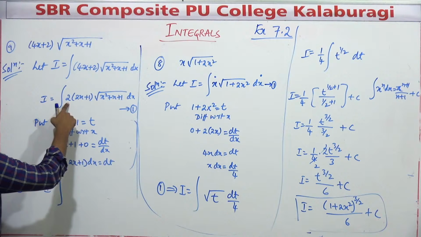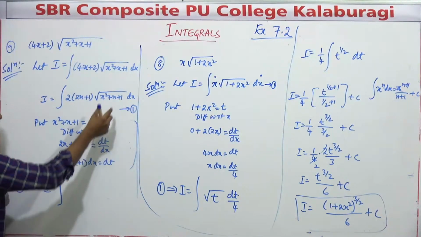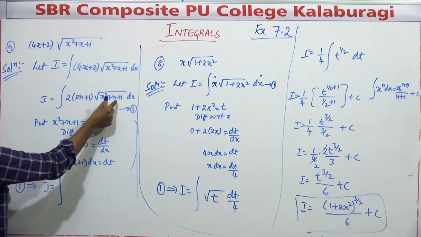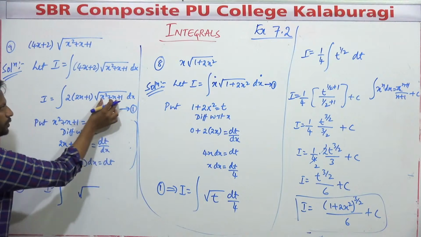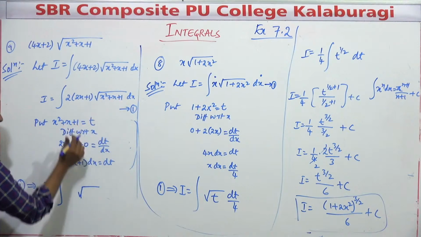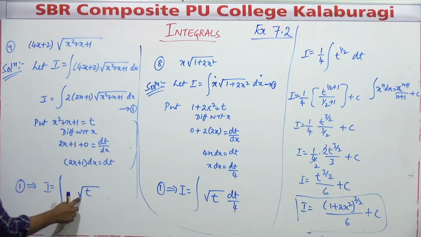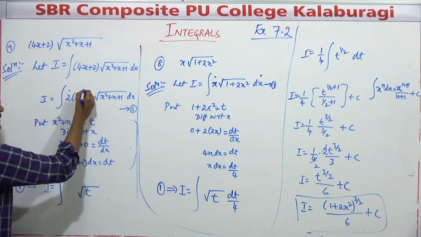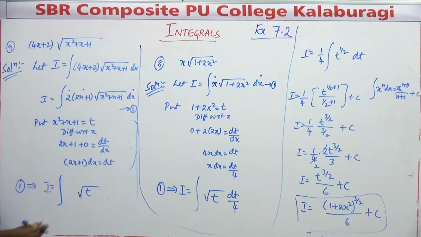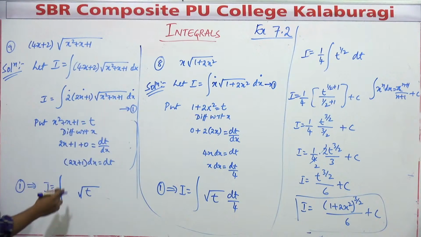So equation 1 implies I equals the integration of, 2 is there. Let us focus on this. This one I have substituted as t. So it is root t now. What are the things left out? These are left out. I have replaced the root part as root t. See the differentiable factor here. What is the differentiable factor?